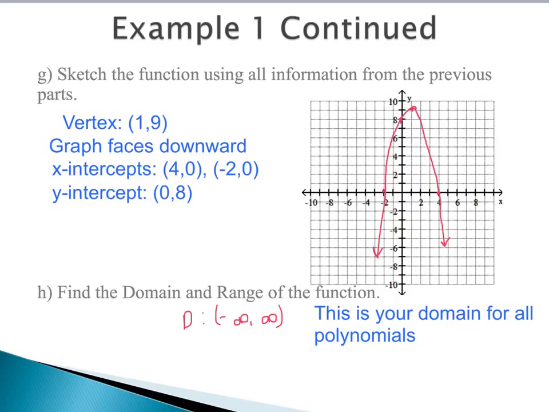Your range then, since the function is facing downward, we can see that our smallest y value would be negative infinity. And then your largest y value would be that y coordinate of your vertex. So we went up to 9, which means that we would have a 9, and always using a square bracket since that vertex is going to be included. And again, it should make sense that since our vertex was a maximum, that's going to be the highest point on your graph. So for the range, it would have to stop at that y coordinate.